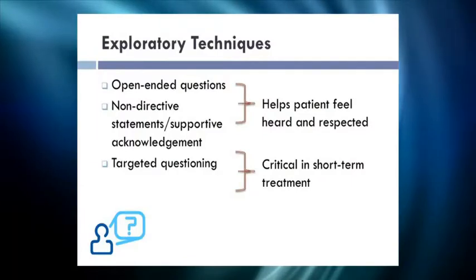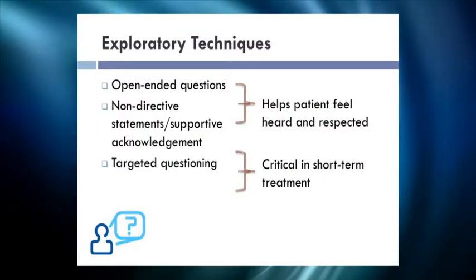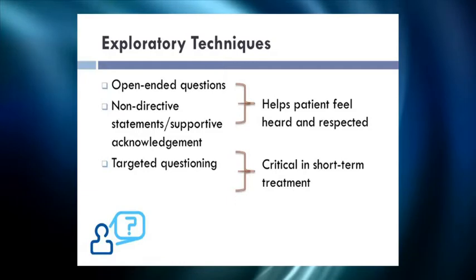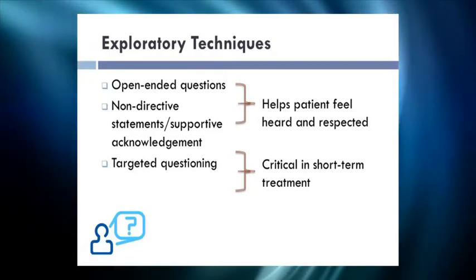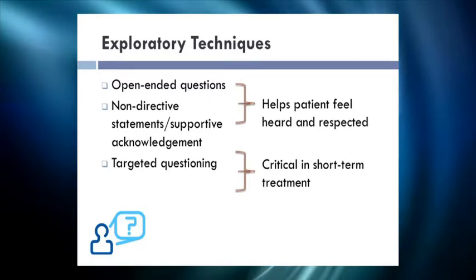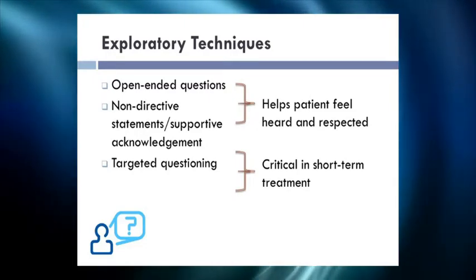Non-directive supportive acknowledgement statements are also very important in working with adolescents because most of our adolescents feel like the significant people in their life don't really hear what they're saying. So they come to you already feeling that nobody understands them, nobody knows what they're going through. So it's really important to be able to, in some capacity, reflect back to them and say, it sounds like you're feeling irritable. It sounds like that was really upsetting for you. It sounds like you feel like your parent really didn't understand what you were trying to say to them.